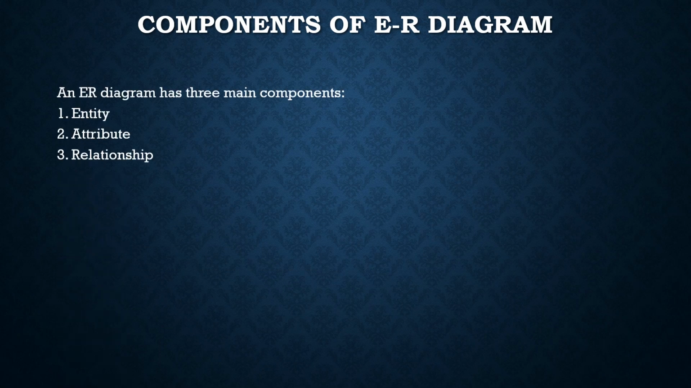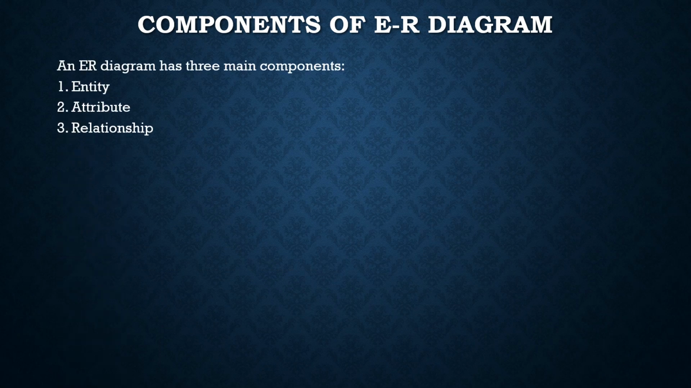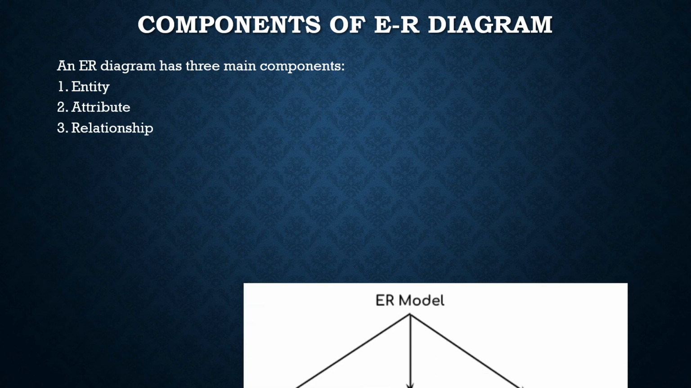Next, components of an ER diagram. There are three components: entity, attribute, and relationship. An entity can be represented using a rectangle, attributes can be represented using an ellipse, and a relationship can be represented using a diamond shape.